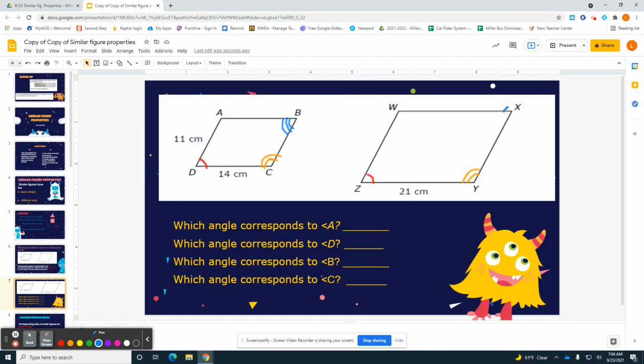Angle B would correspond with angle W. Okay, so then that just leaves us with A. So angle A, and that one's going to have 4, is going to correspond with angle W. Okay, so now we can fill in our table. Which angle corresponds with angle A? Well, angle A we said corresponds with angle W.